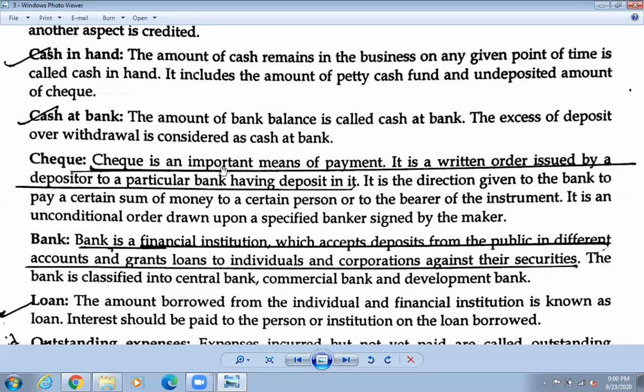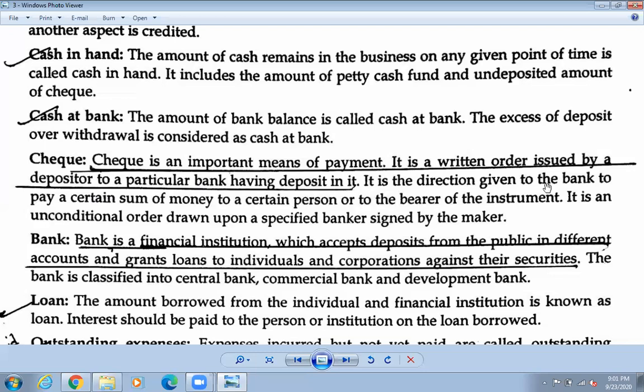So check means it is the means of payment and it is a written order issued by the depositor. Depositor means the one who has deposited in the bank. If I have money, that means I have deposited something. I have 1 lakh in my bank account, that means I am the depositor. So what will I do? The money I have kept in the bank, I am going to take it out. So I am the depositor and I'm writing this check to a particular bank having the deposit in it.